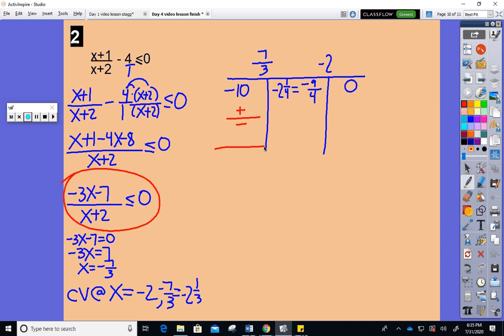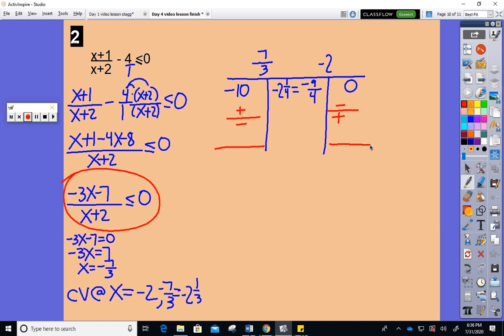I'm going to do the other easy one because, again, I'm being chicken. So on the top, I get negative 3 times 0 minus 7. That's negative. I can see that quickly. On the bottom, 0 plus 2 is positive. So that's negative. My gut feeling is it probably goes minus plus minus, so the middle's going to be positive, but let's work it out.